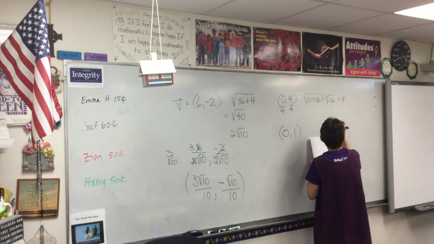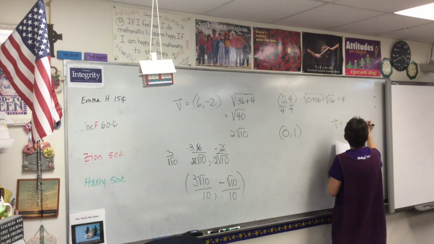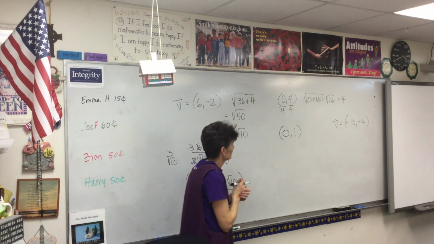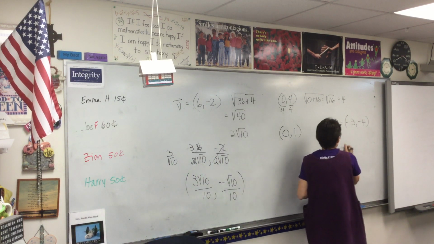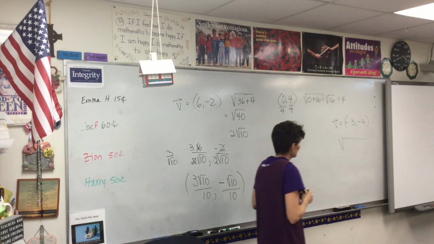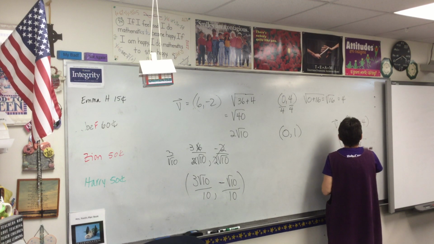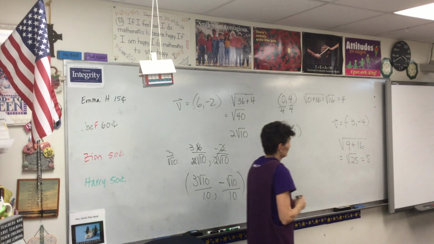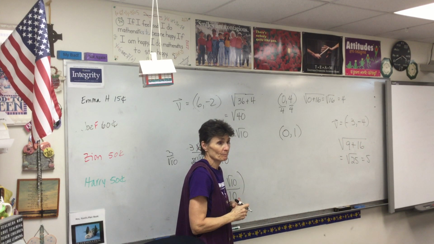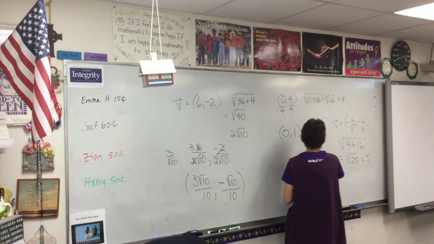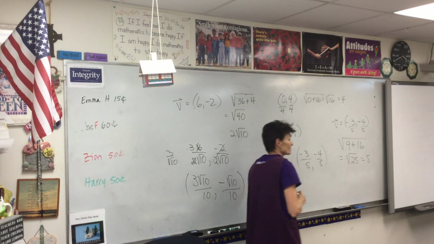Alright, and the last one in this section. So I need to find its magnitude. So its magnitude will be what? 9 plus 16. Which is the square root of 25, which is just 5. Now what do I do? Divide by 5. So my answer is negative 3/5, comma, negative 4/5.